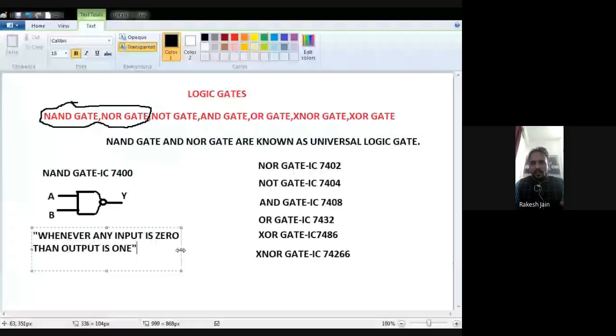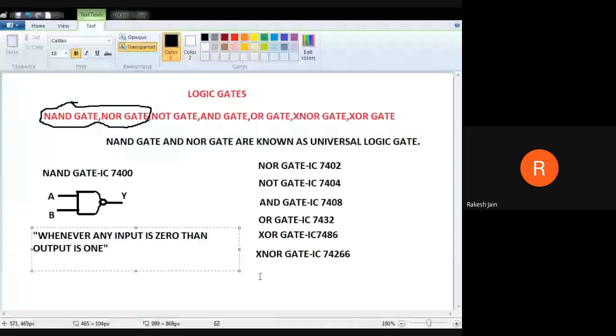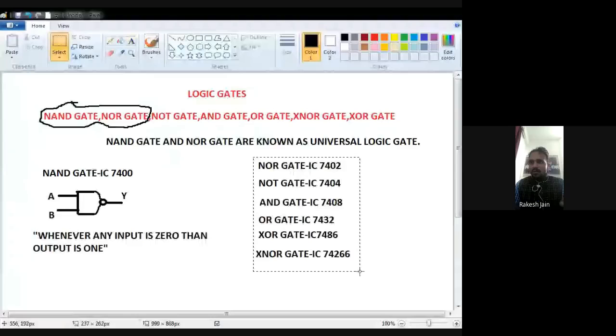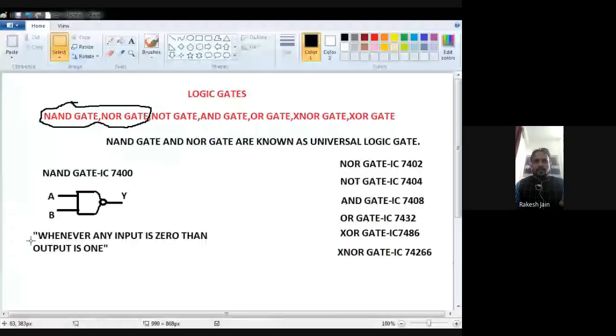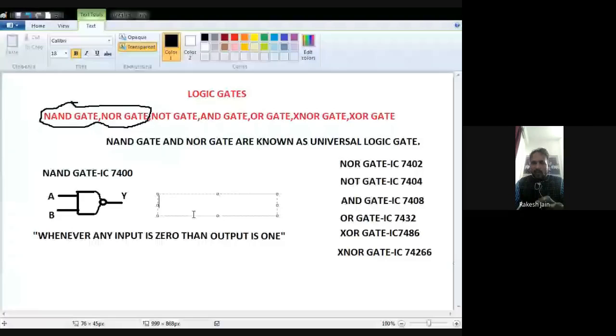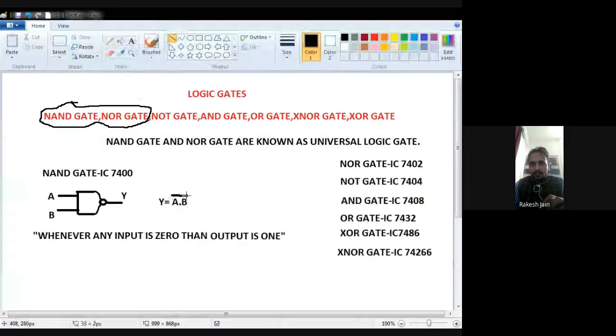Any input means it may be A, it may be B, or it may be A and B both. Any input is 0, then output is 1. Remember, this is the basic definition of a NAND gate. Whenever any input is 0, then output is 1.